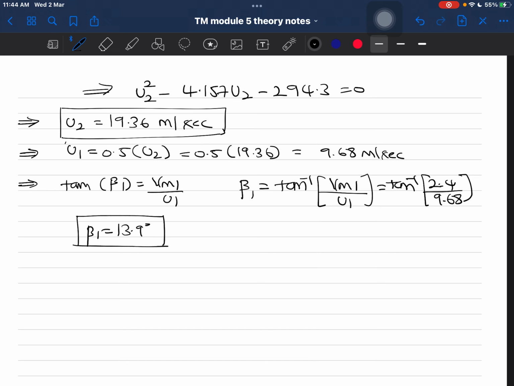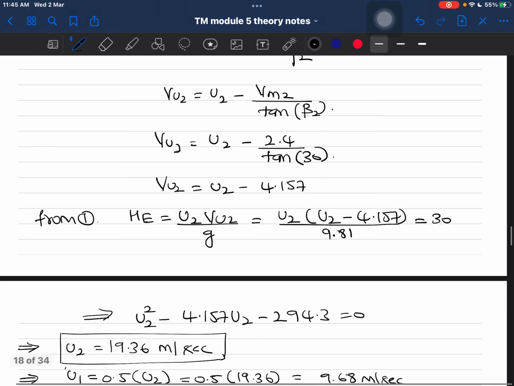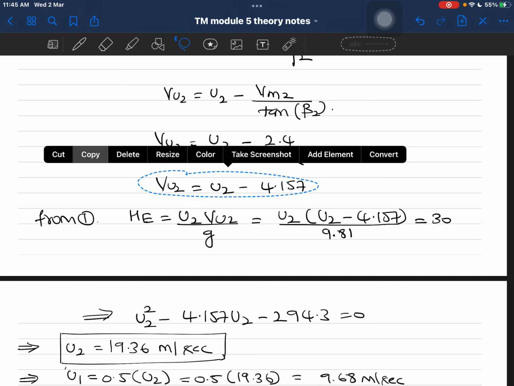Next, we have to calculate the power required to drive this pump. So power required is nothing but the work done, and the work done or power is given by rho Q U2 Vu2 watts. So all the quantities are there, you can just calculate the things up there. U2 you have already calculated, and you can pick this expression to calculate your Vu2.